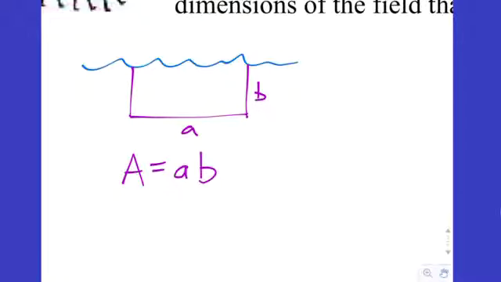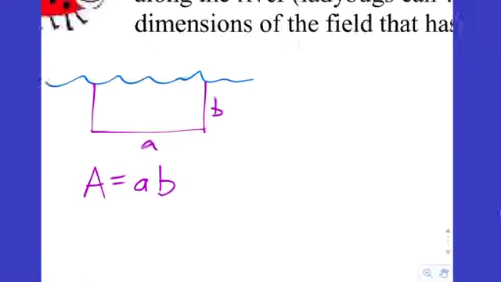Oh, I'm already seeing a possible conflict. I'm using 2-letter A's. Is that okay? One's capital, one's lower. That's fine. Okay, cool. As long as you know that. So there's the primary equation.